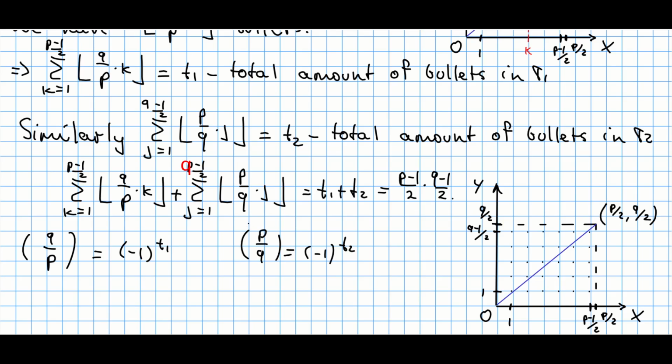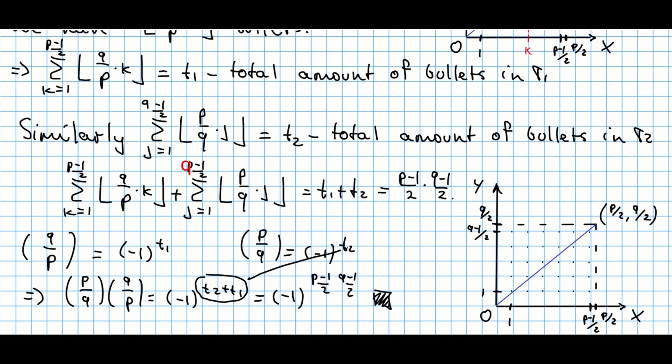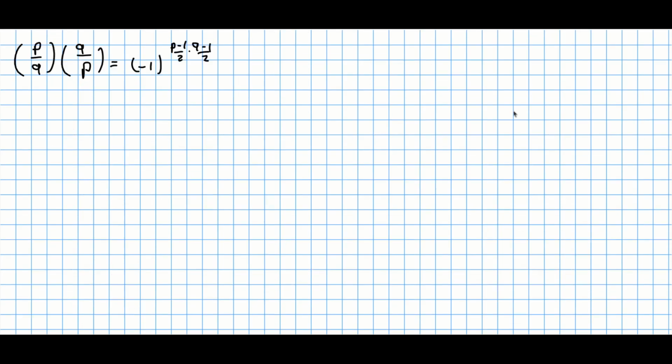Likewise, we can rewrite the Legendre symbol of p modulo q as -1 raised to the power of T2, where T2 is this sum with those integer parts of p over q times j. Now finally we just multiply those Legendre symbols, so that we have p mod q and q mod p. This is just -1 raised to the power of T1 times -1 raised to the power of T2, which is just -1 raised to the power of T1 plus T2. But this number is just the same as (p minus 1)/2 times (q minus 1)/2. QED.